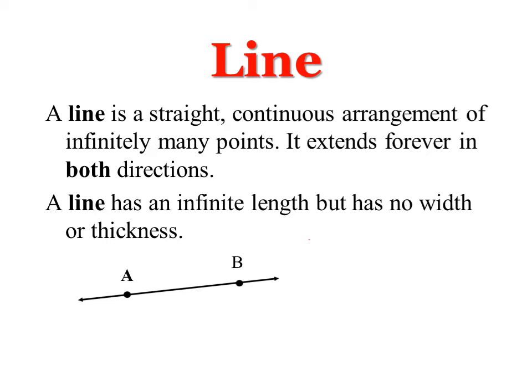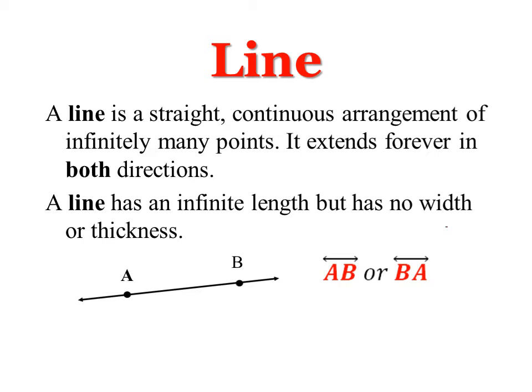In naming a line, therefore, use the two capital letters that you can see on the line. I'll repeat, in naming a line, use two capital letters that you can see on the line. So, we can name this as line AB or line BA. The symbol above AB and BA is the symbol for line. So, be very careful in writing the symbol.